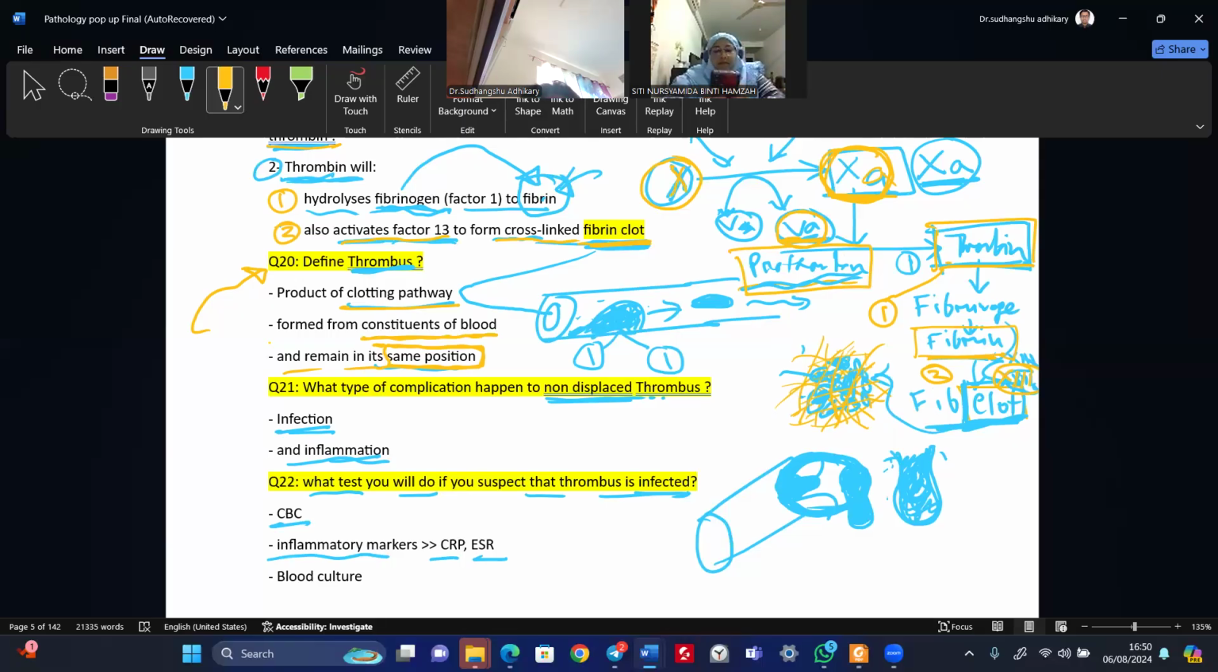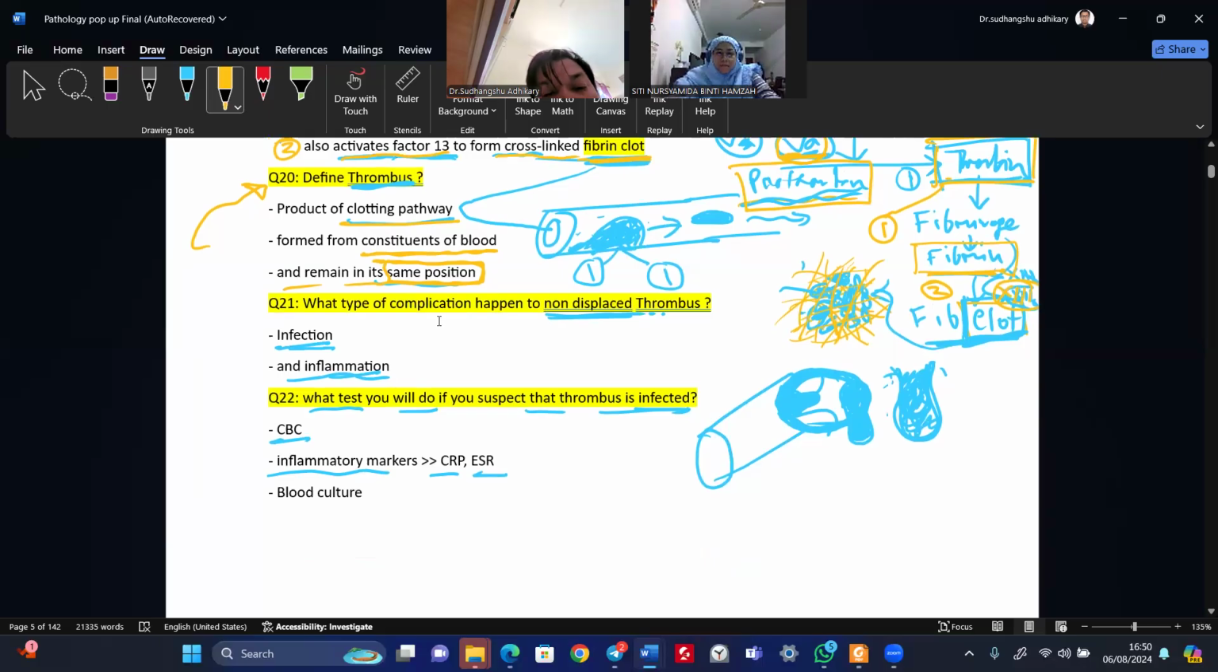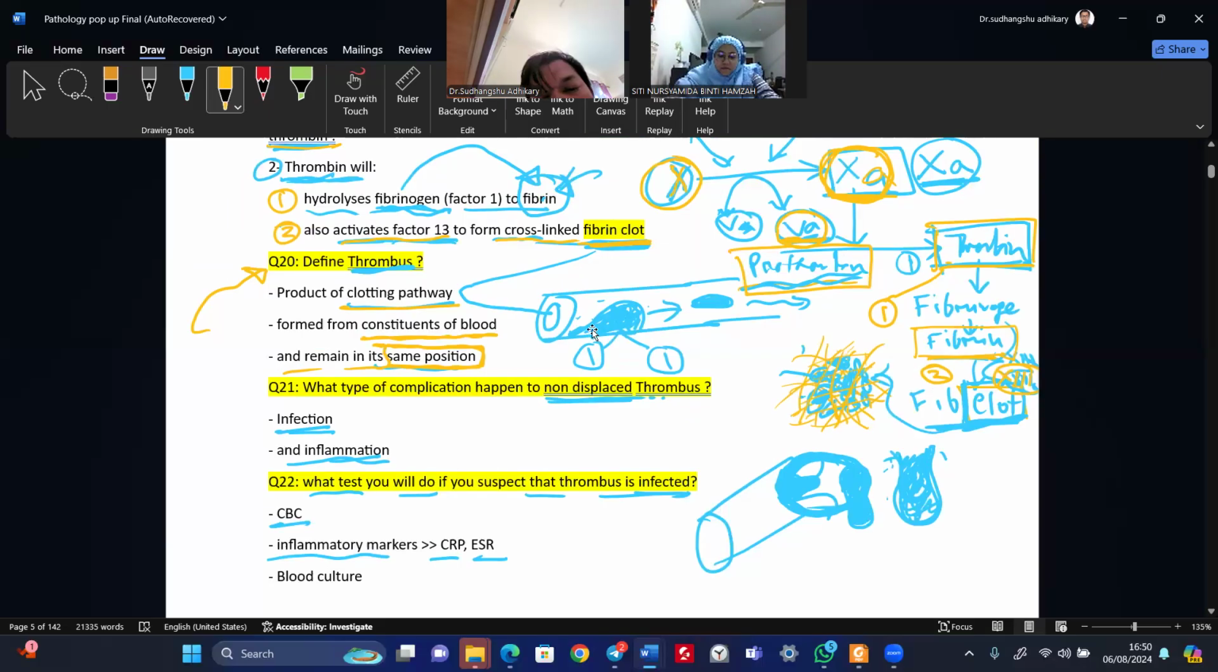Question number 21. What type of complication happens with a non-displaced thrombus? Okay, it is not displaced. So what complication will come? It will be infection and inflammation. Infection is formed here. What is thrombus? This is thrombus.